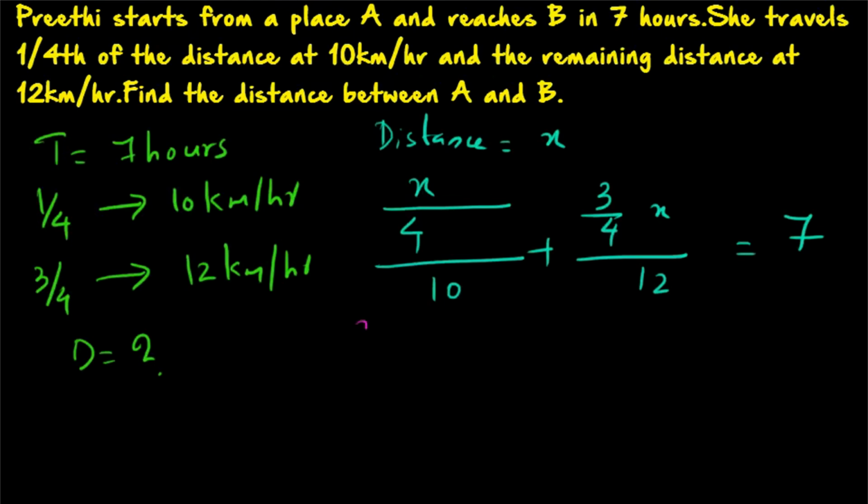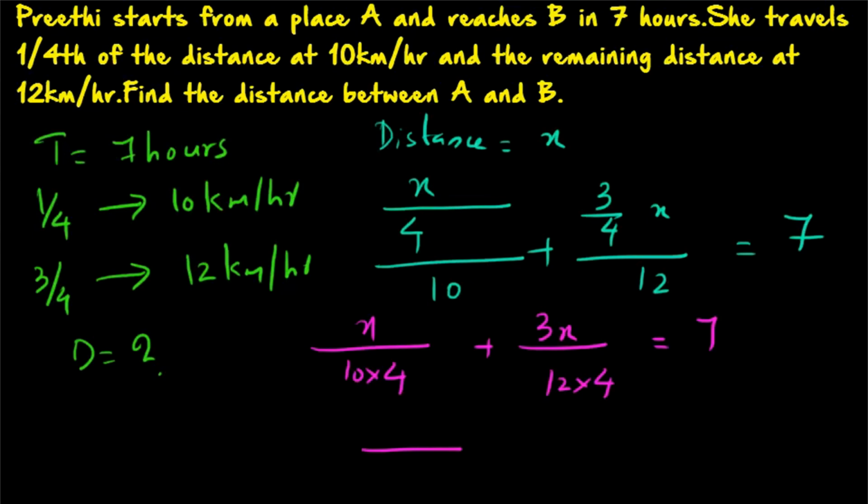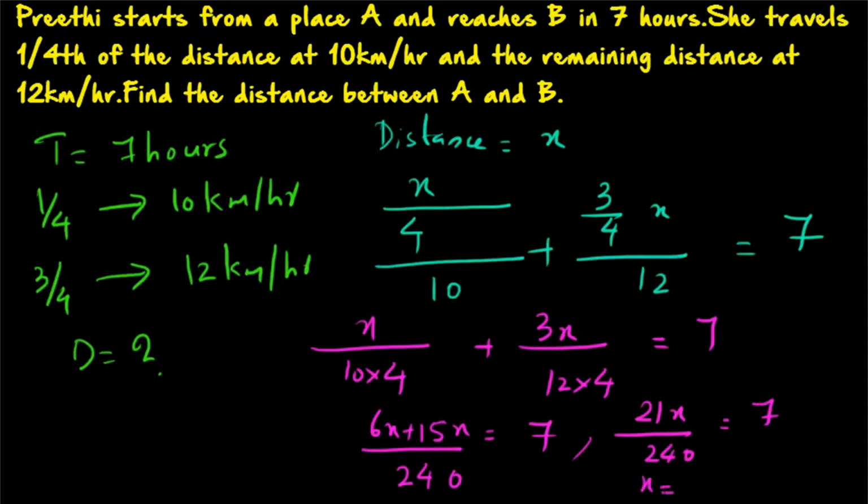So how you can write? x by 10 into 4 plus 3x by 12 into 4 is equal to 7. So the LCM will be 240. The LCM of 40 and 48. So it will be 240, and in the numerator you will be getting 6x plus 15x, divided by 240, is equal to 7. So it gives 21x by 240 is equal to 7. So x is 7 into 240 divided by 21, which is 240 divided by 3, is equal to 80 kilometers.